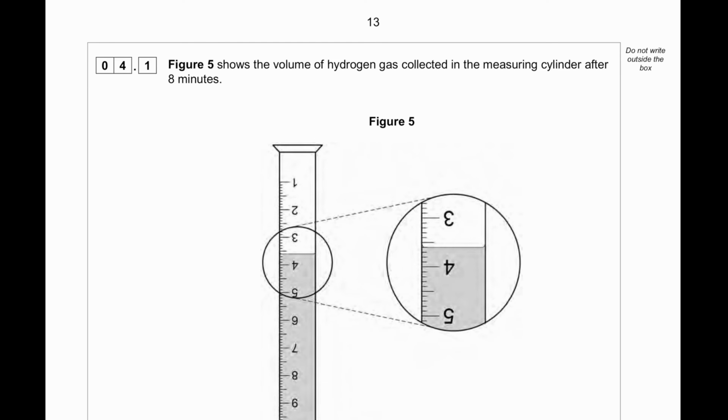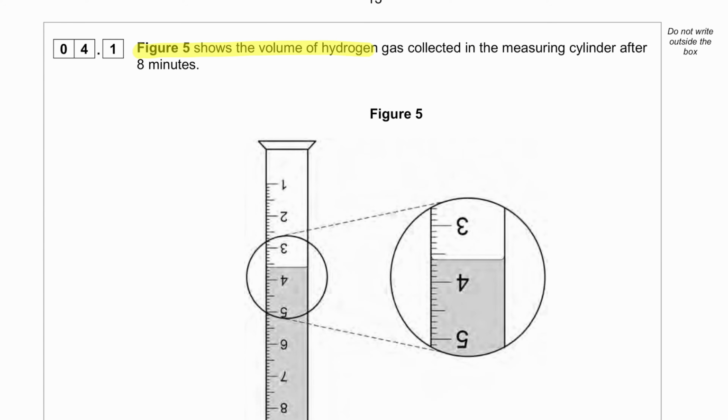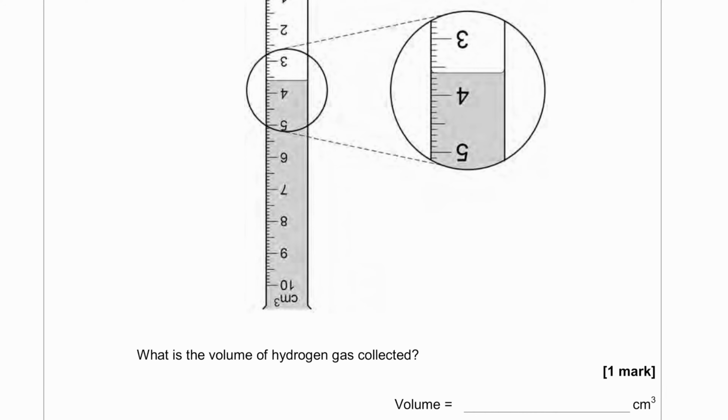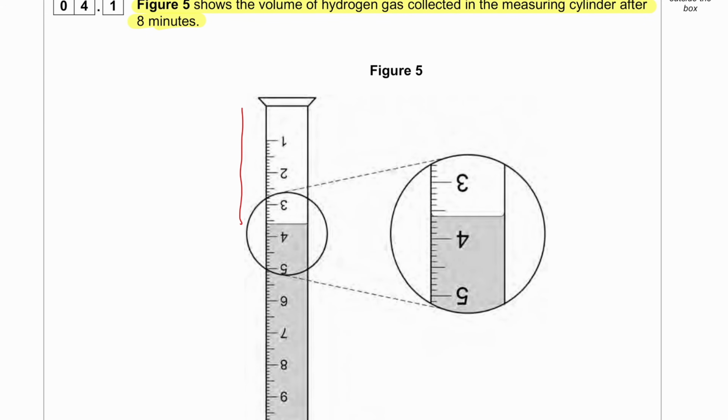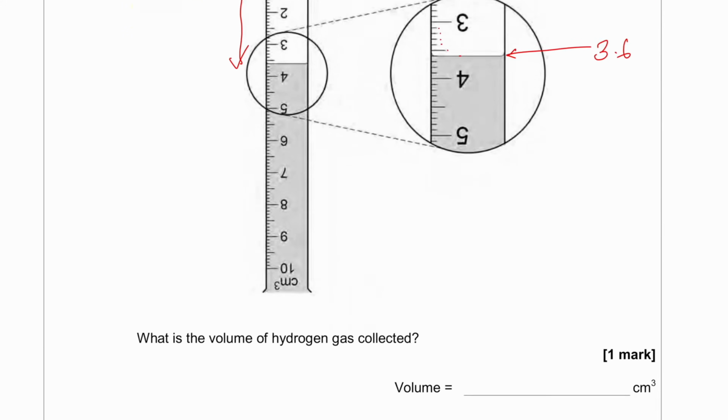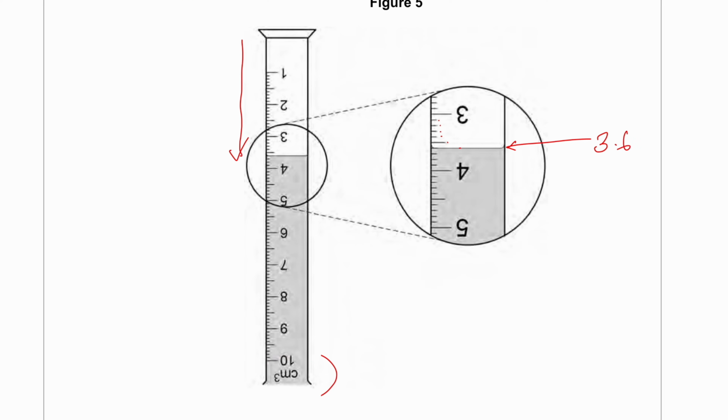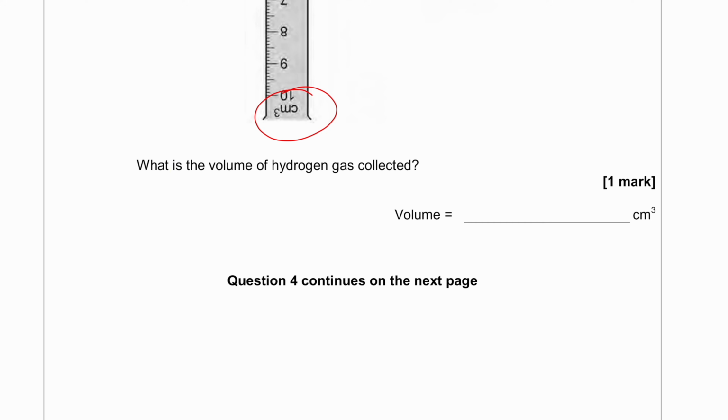Figure 5 shows the volume of hydrogen gas collected in the measuring cylinder after 8 minutes. So after 8 minutes, reading from this direction, we will measure this 3. This will be 3.1, 3.2, 3.3, 3.4, 3.5, so 3.6. We can see our reading to be 3.6, and the unit of measurement is given in cm cubed. The question says, what is the volume of hydrogen gas collected? Definitely the volume will be 3.6 cm cubed.